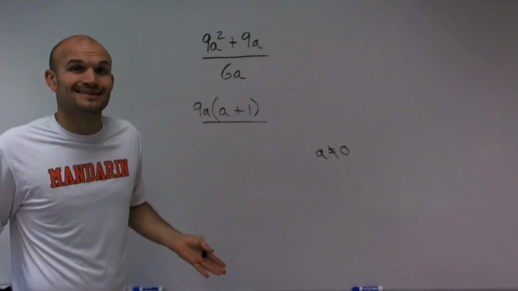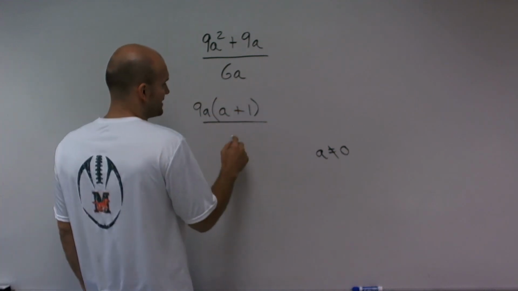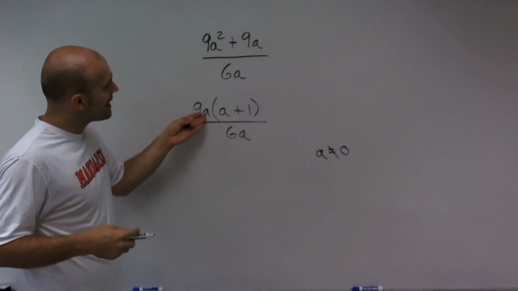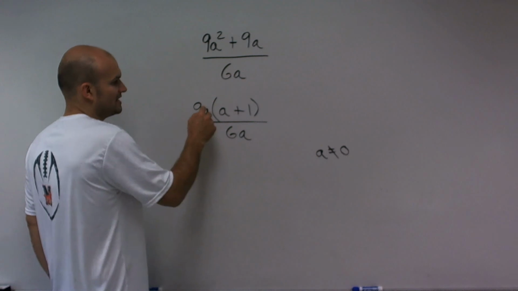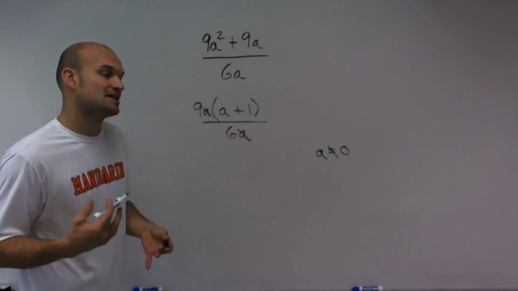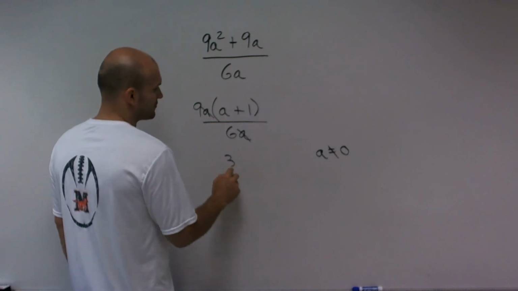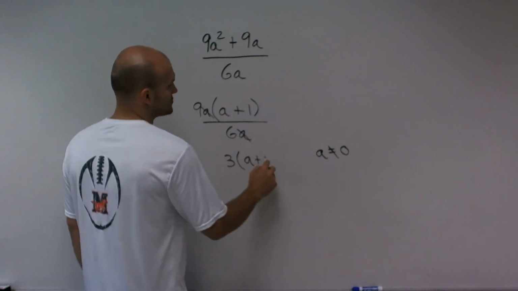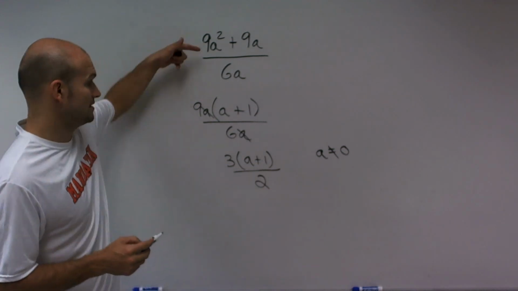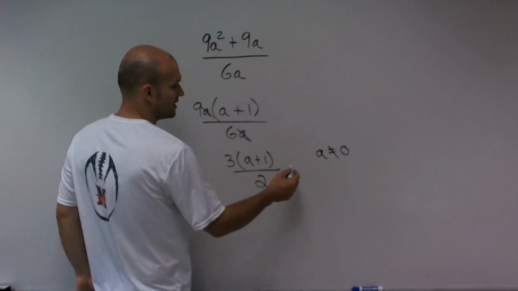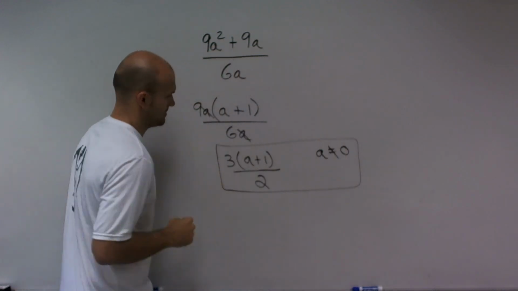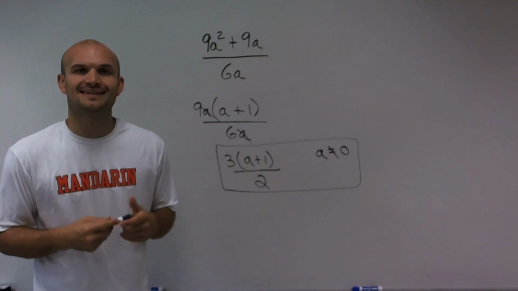Well, 9a and 6a don't have anything else in common, so I can't combine that out. So I'm just going to leave that with a 6a. Now I have a divided by a, which is going to leave me with 1. And then 9/6, I can reduce that fraction to 3/2. So I can have 3 times a plus 1 divided by 2 would be my simplified version of this problem, where a cannot equal 0. And there you go. That's how you simplify this problem. Thanks.